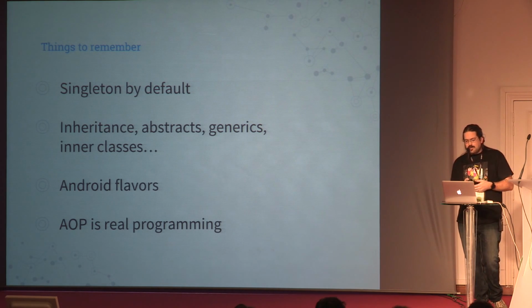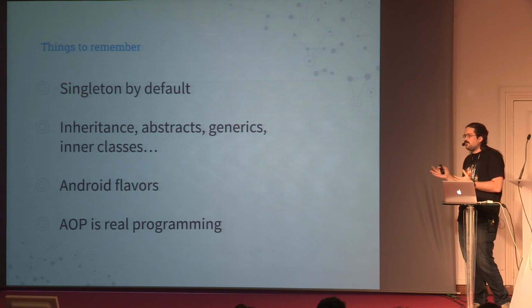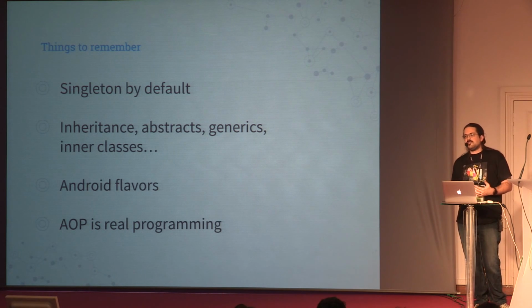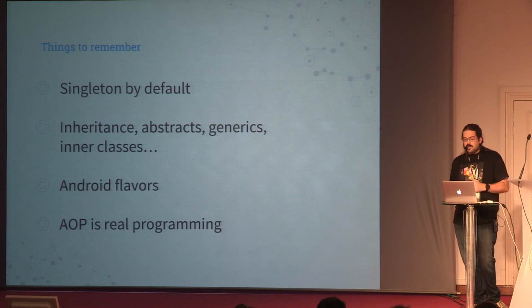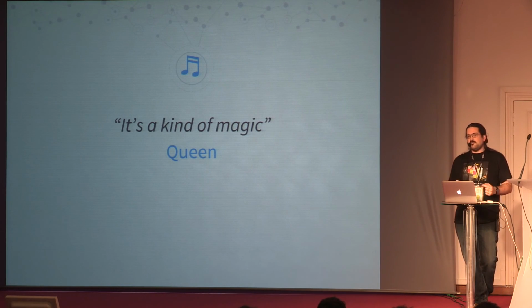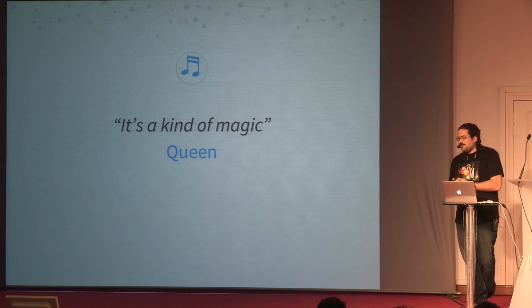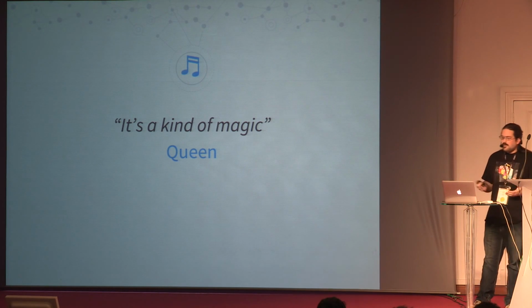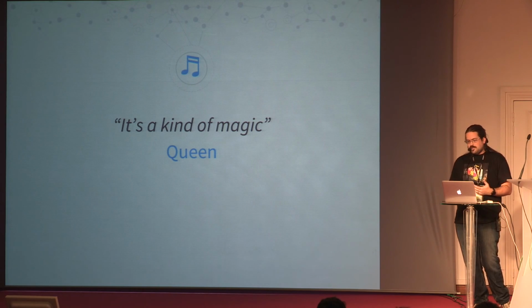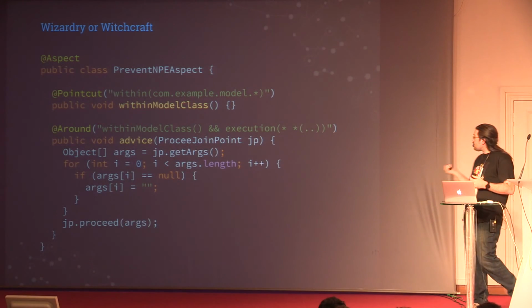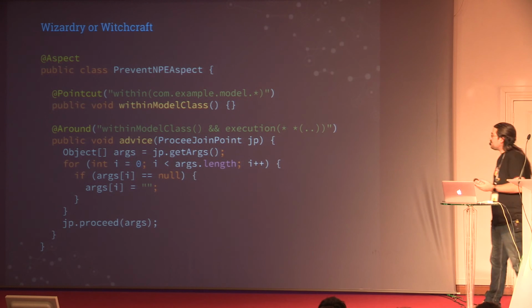The basic idea is that aspect-oriented programming is real programming. Of course, you can do very simple stuff, but you can also do very advanced, very complex stuff. Which brings me to the other part: it's a kind of magic. It's what I advertised, but when you use it daily, it feels like a kind of magic. And here's some examples of magic.